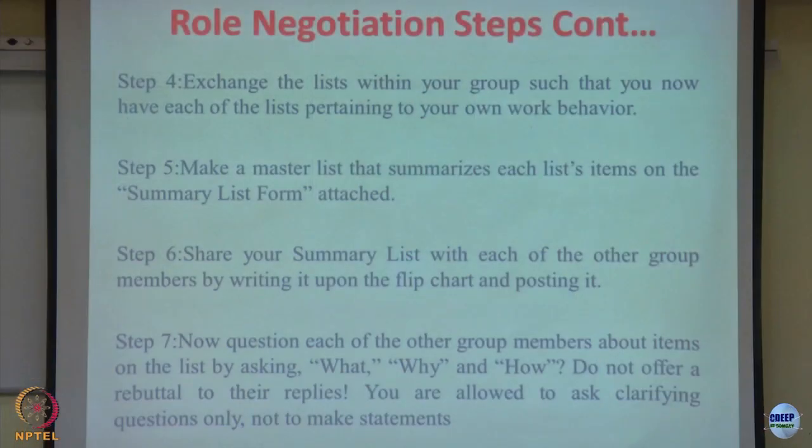Now question each of the other group members about items on the list by asking why, what and how. If you don't agree with some contract or if you find some request to be strange, you ask, you probe further. Do not offer a rebuttal to their replies. You are allowed to ask clarification questions only, not to make a statement.